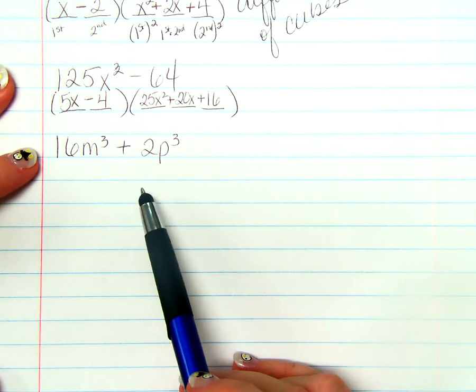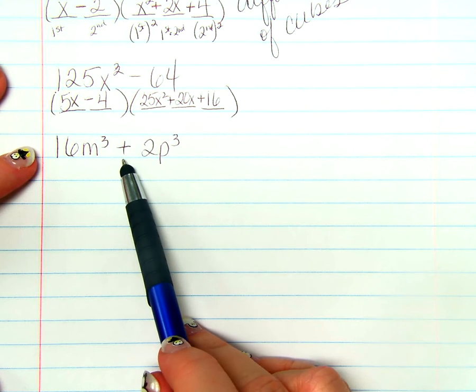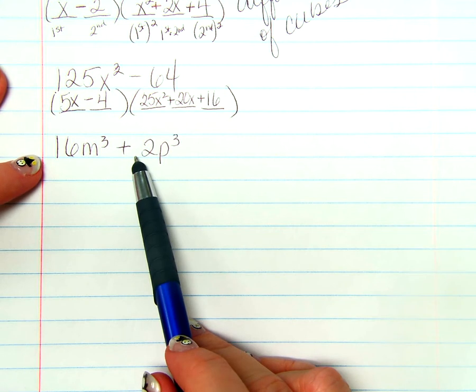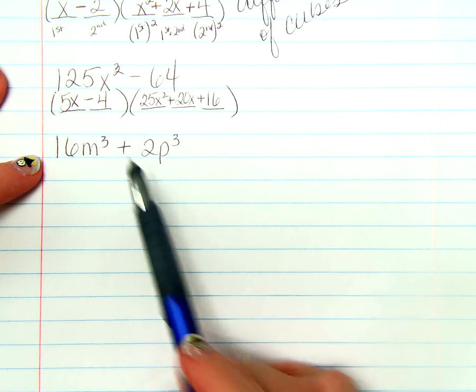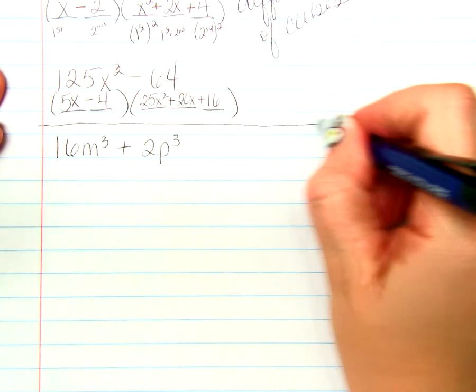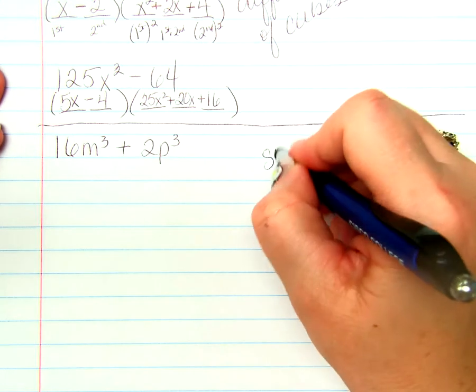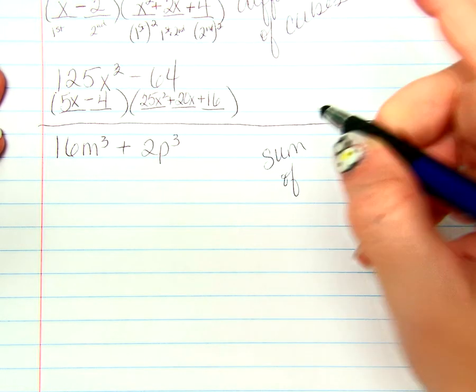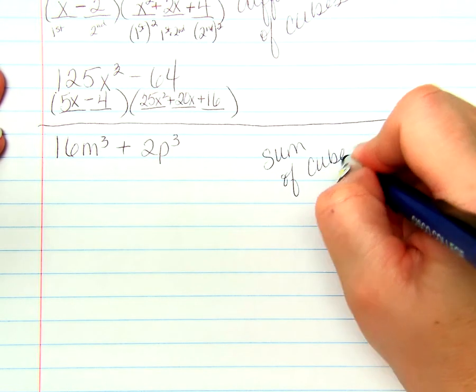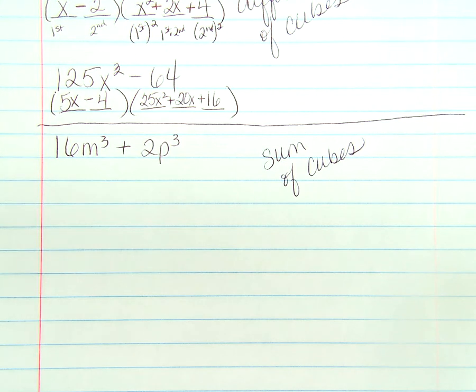Oh, wait, what? It's not a difference. What the heck? Are we allowed to have the sum of cubes? Yeah, we are. Okay? So this is a little different. It is the sum of cubes. Good job seeing that, by the way. Okay? You can factor the sum of cubes. You cannot factor the sum of squares. It's prime. But you can factor the sum of cubes.